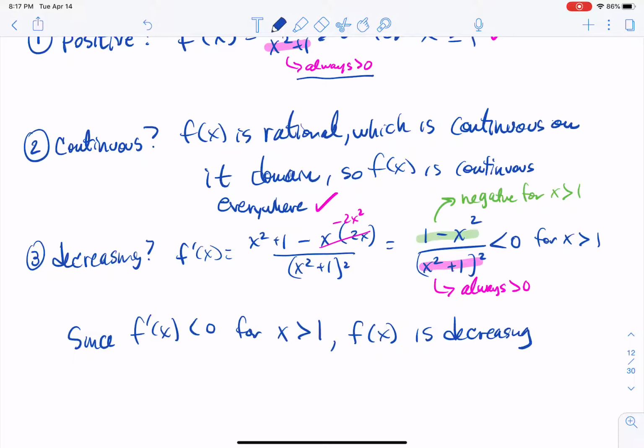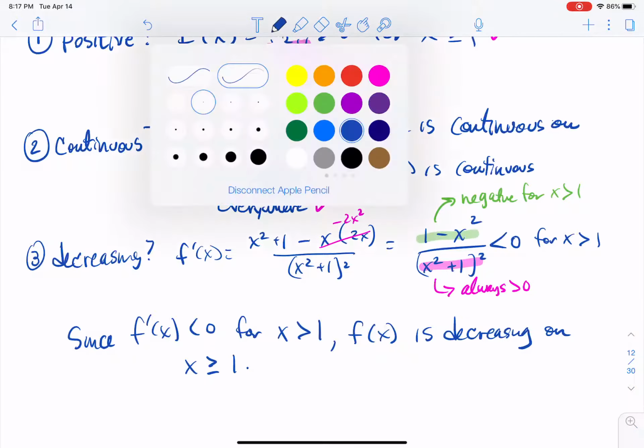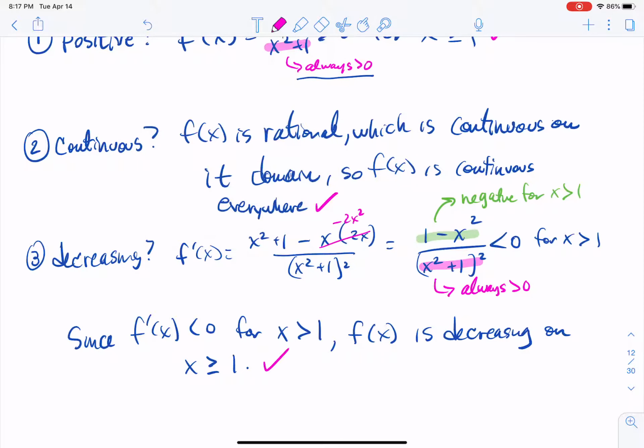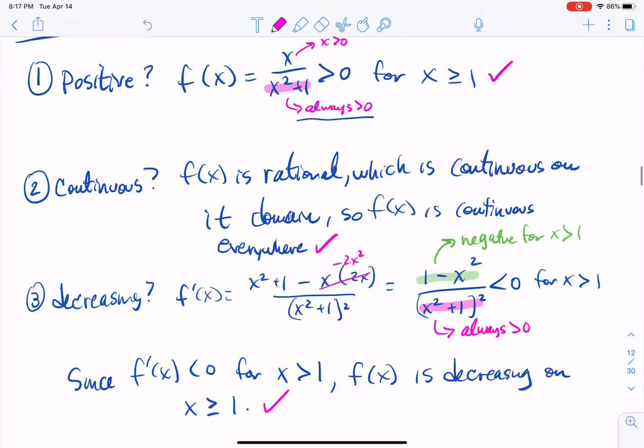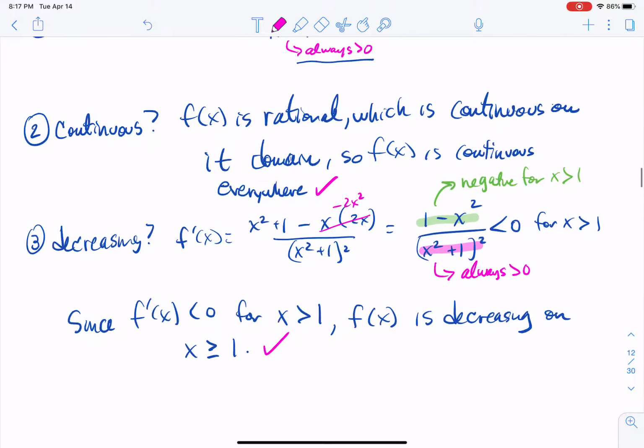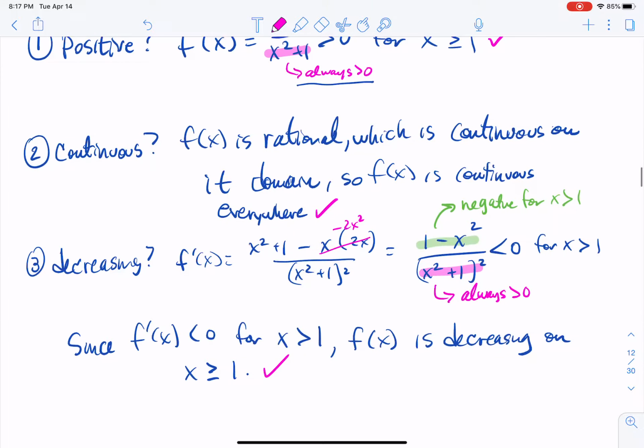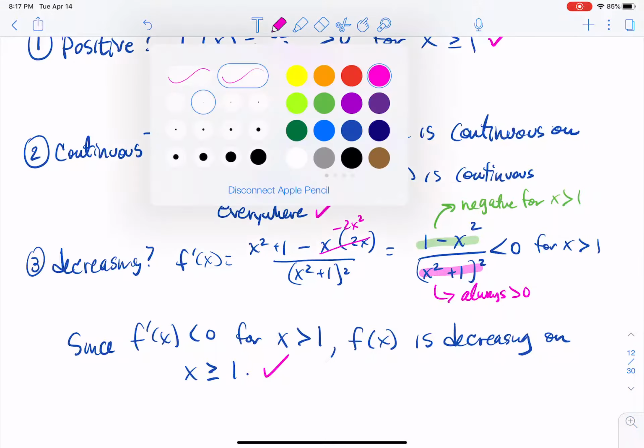So increasing or decreasing happens on closed intervals. So on x is greater than or equal to 1. Bam! All right, so we have met the third and final criteria. Our function was positive, check. It was continuous, check. It was also decreasing, check. So then I get to actually do the integral test.